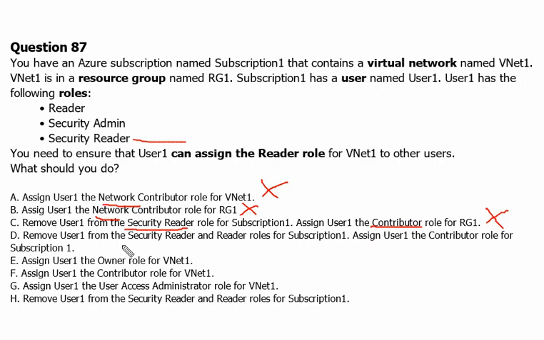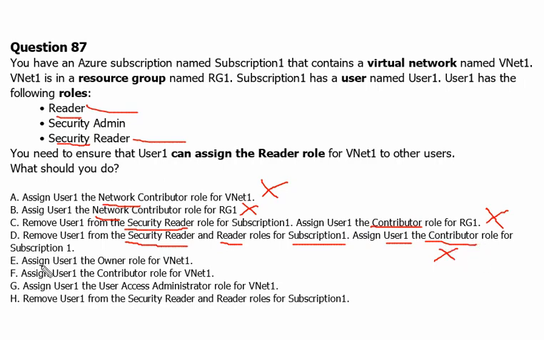Remove user 1 from the security reader, that is also the same. And reader role, so it's asking that if you remove the reader role and security role, it will not make any change over the subscription to assign other users any role. And assigning user 1 the contributor role will not help to assign other users any permission.